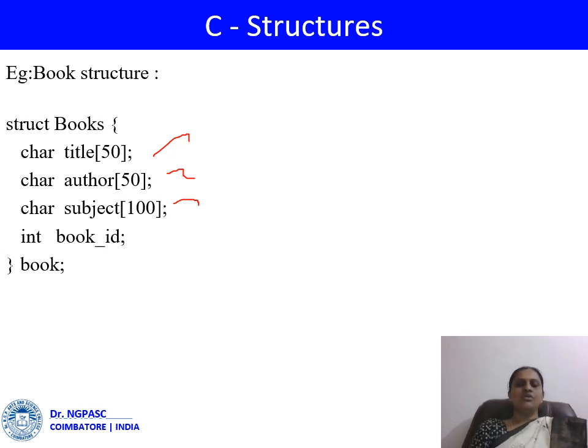And what is this book? I'm creating a variable for the structure. This is just a definition. If I want to access the structure, I should have a variable. Let us see how memory allocation can be done for this structure. But before seeing that, we have another example.